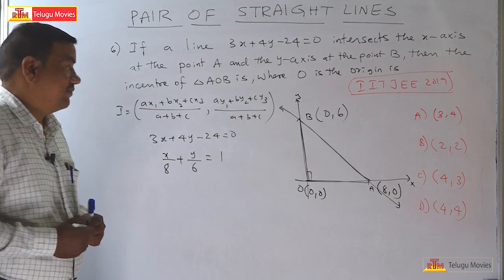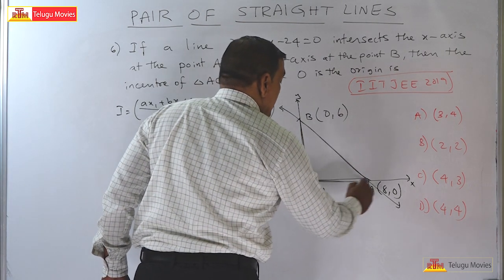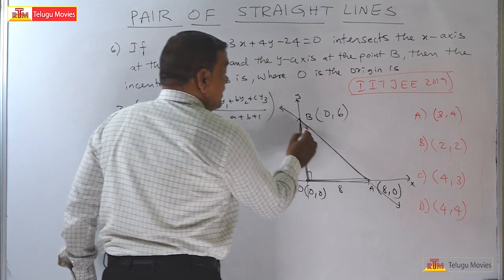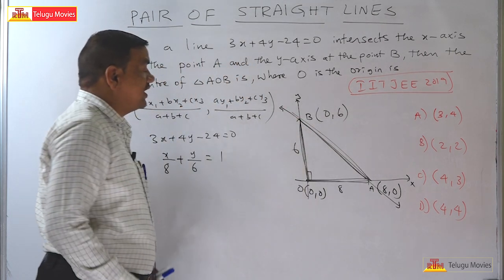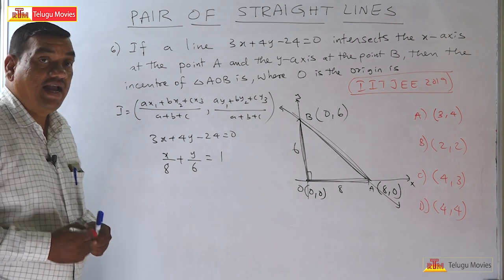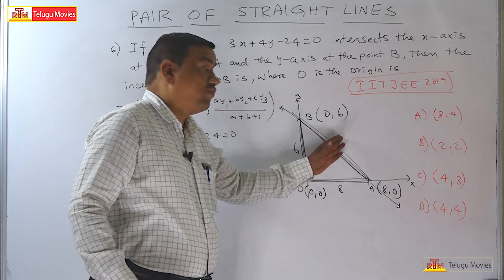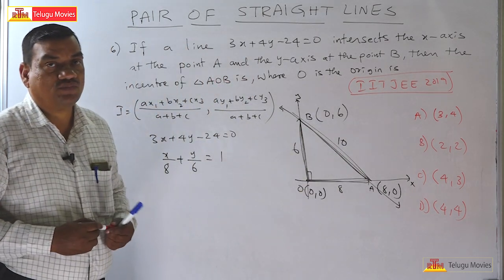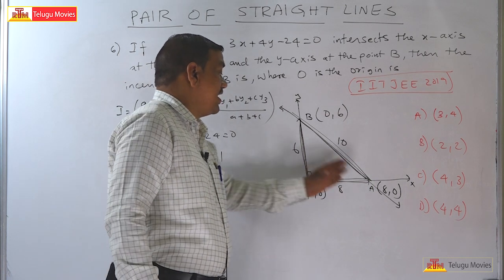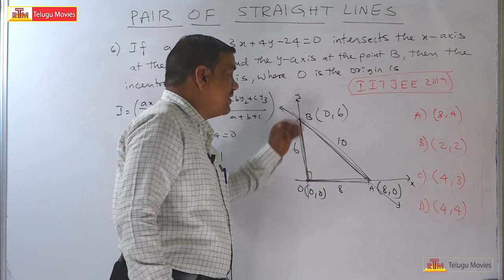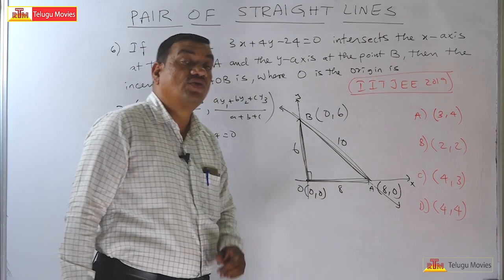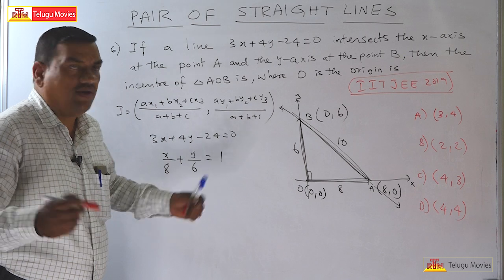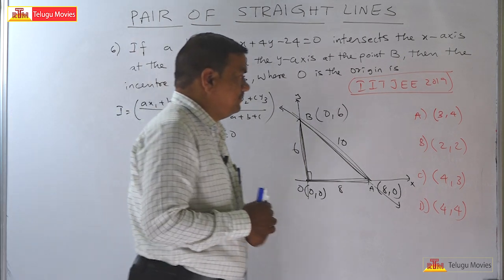Okay, now, clear. So, here OA length is 8, OB length is 6, and AB length you can get as 6, 8, 10, that is 3, 4, 5, that means you will get 10 here. Otherwise, you can apply the Pythagoras theorem. AB square is equal to OA square plus OB square, that is 36 plus 64, 100, root 100 is 10. So, everything is clear.